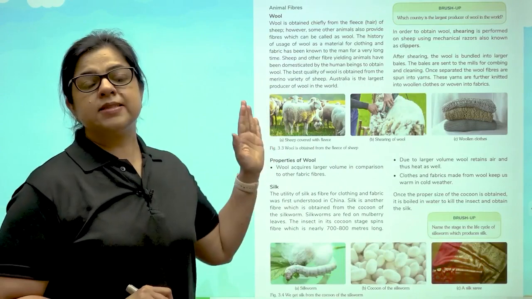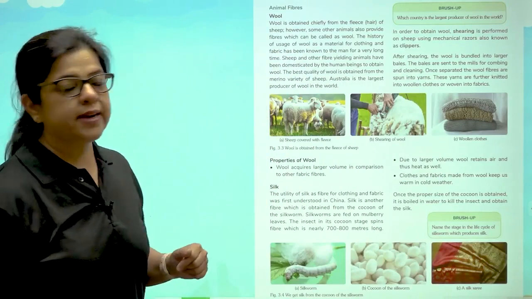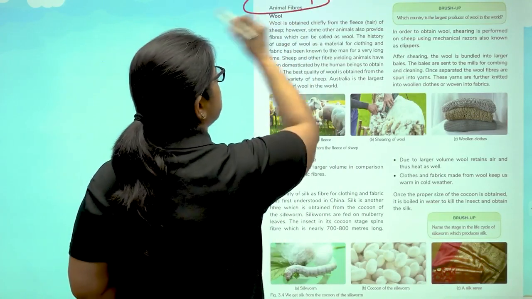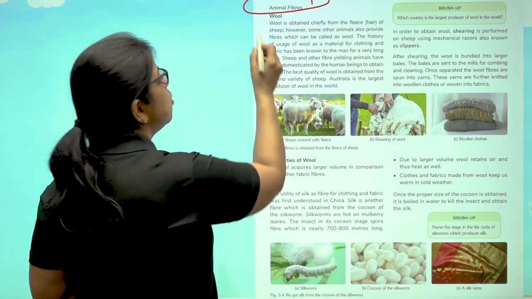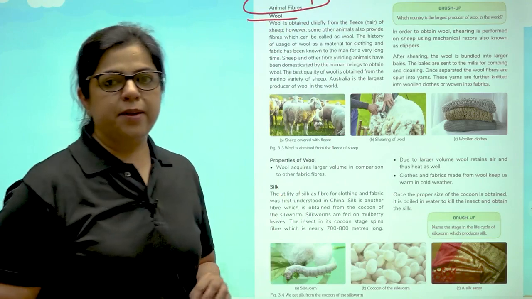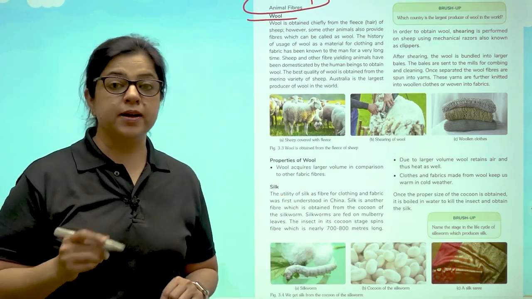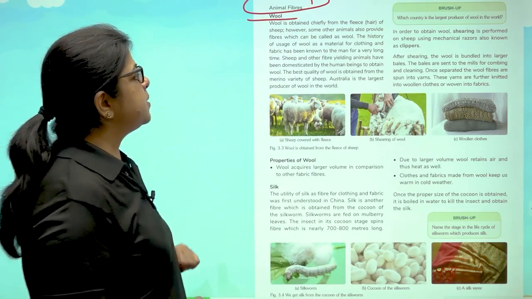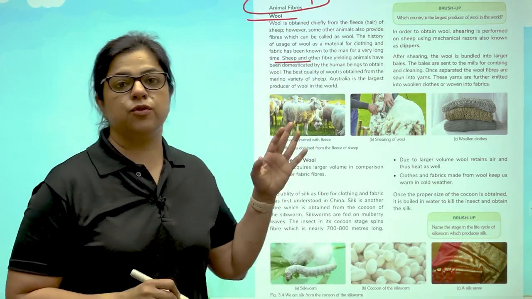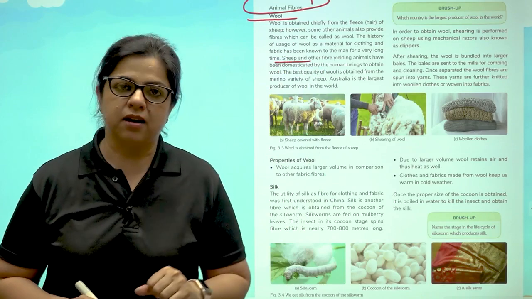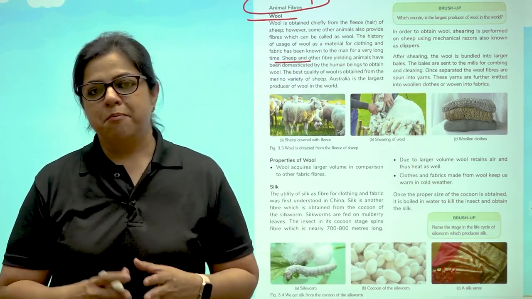The next set of fibers that we are going to study are obtained from animals. We all know that wool is the most important fiber that is obtained from animals. Which animals? It is obtained from sheep. It is also obtained from llama and yak, which live on mountains.